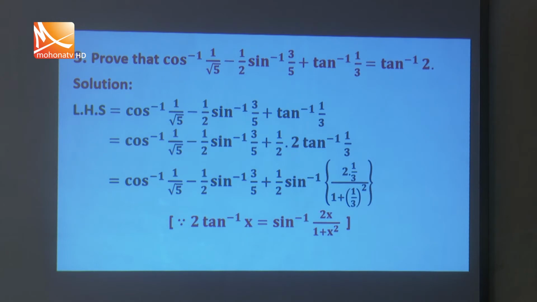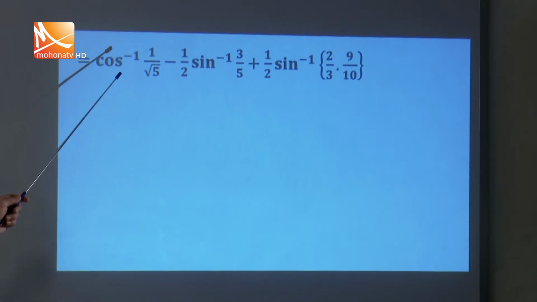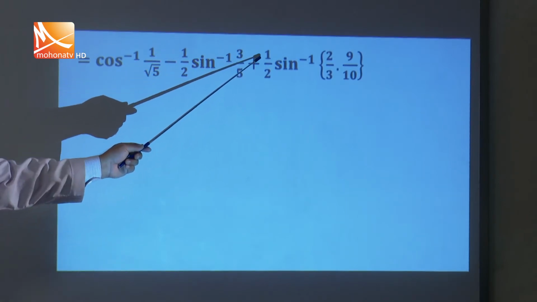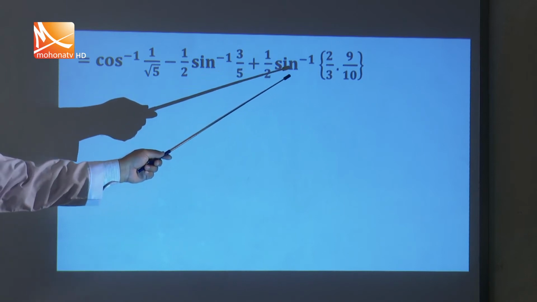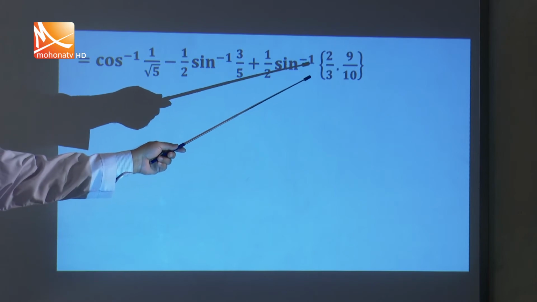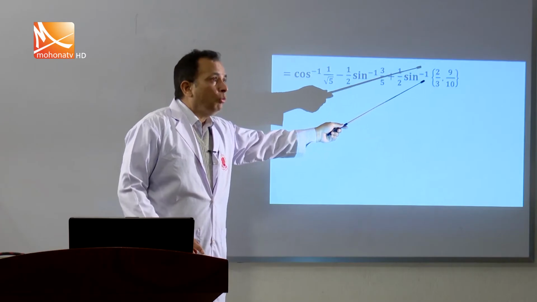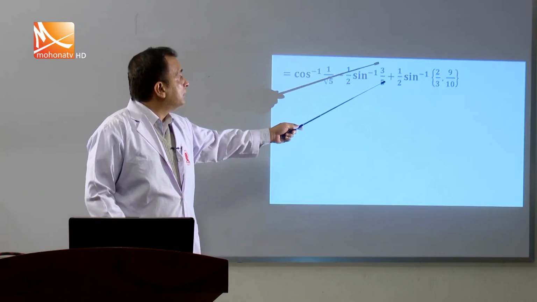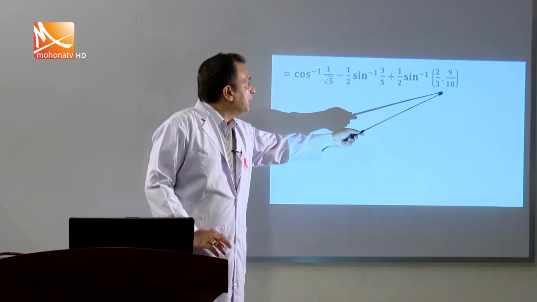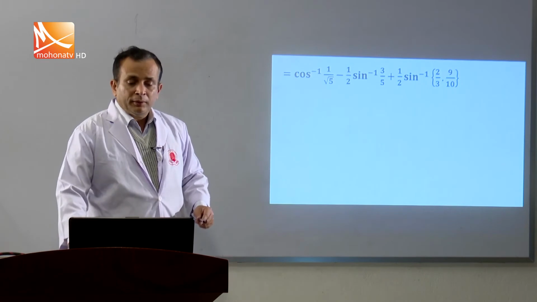Dear student, pay attention. Okay. You just see that cos inverse 1 by root 5 minus half sin inverse 3 by 5 plus half sin inverse 2x, that is 2 into 1 by 3. It will be 2 by 3 by 1 plus 1 by 3 whole square. It will be 9 by 10. 9 by 10. Okay.